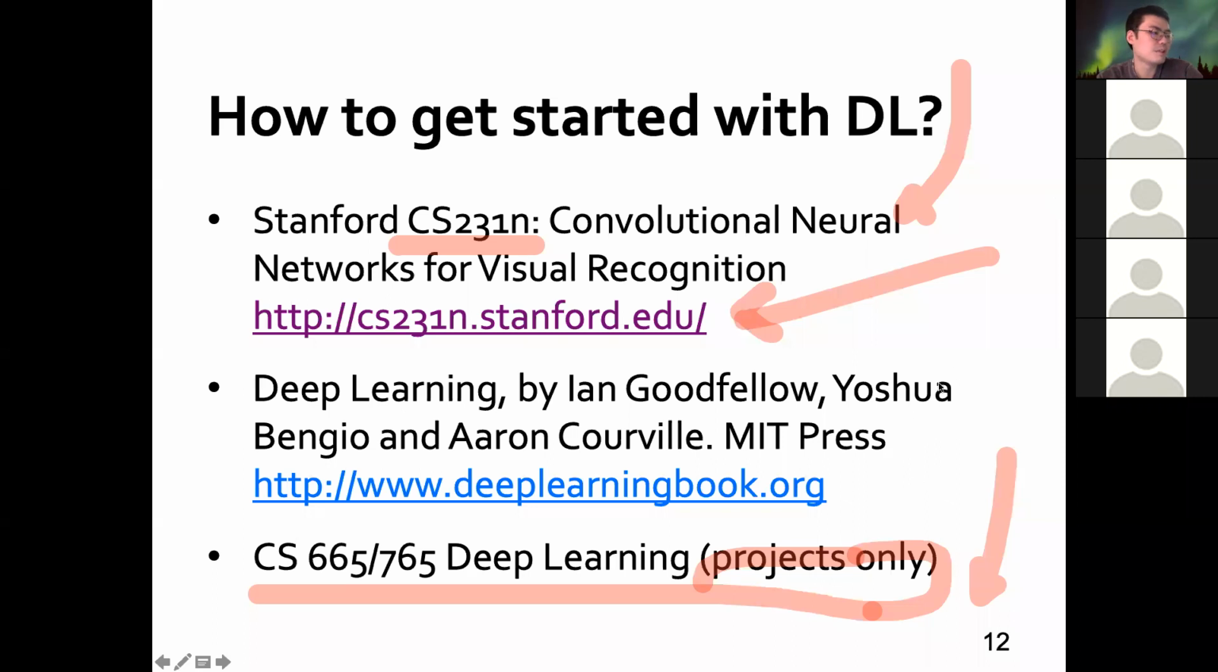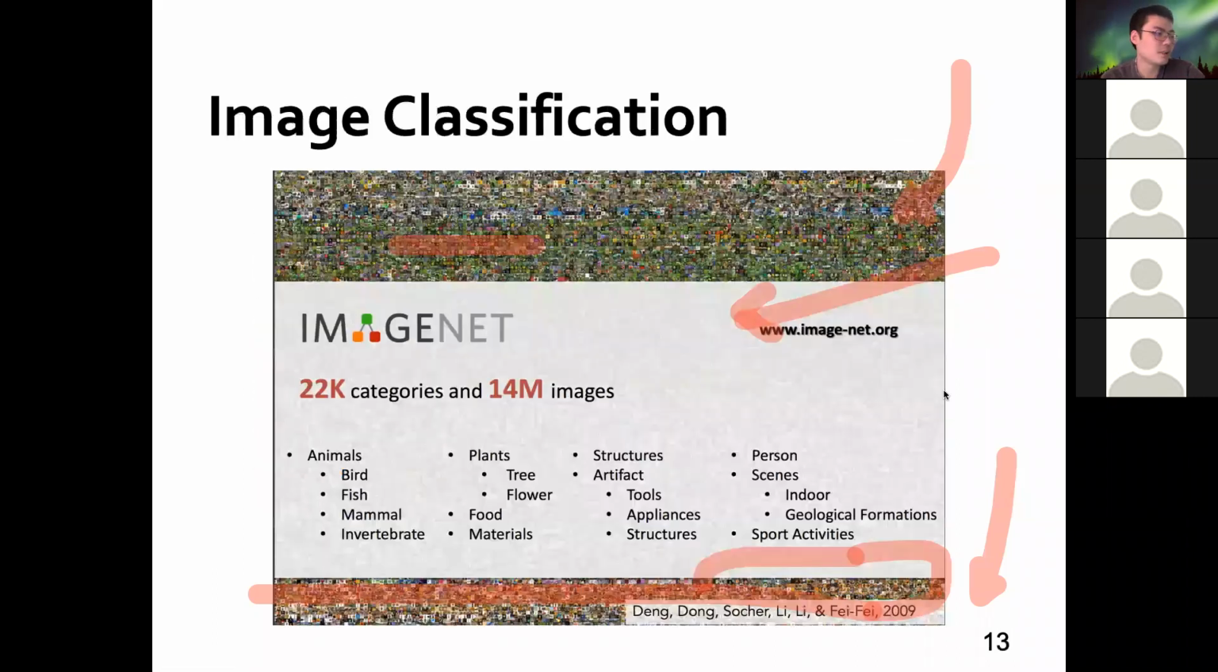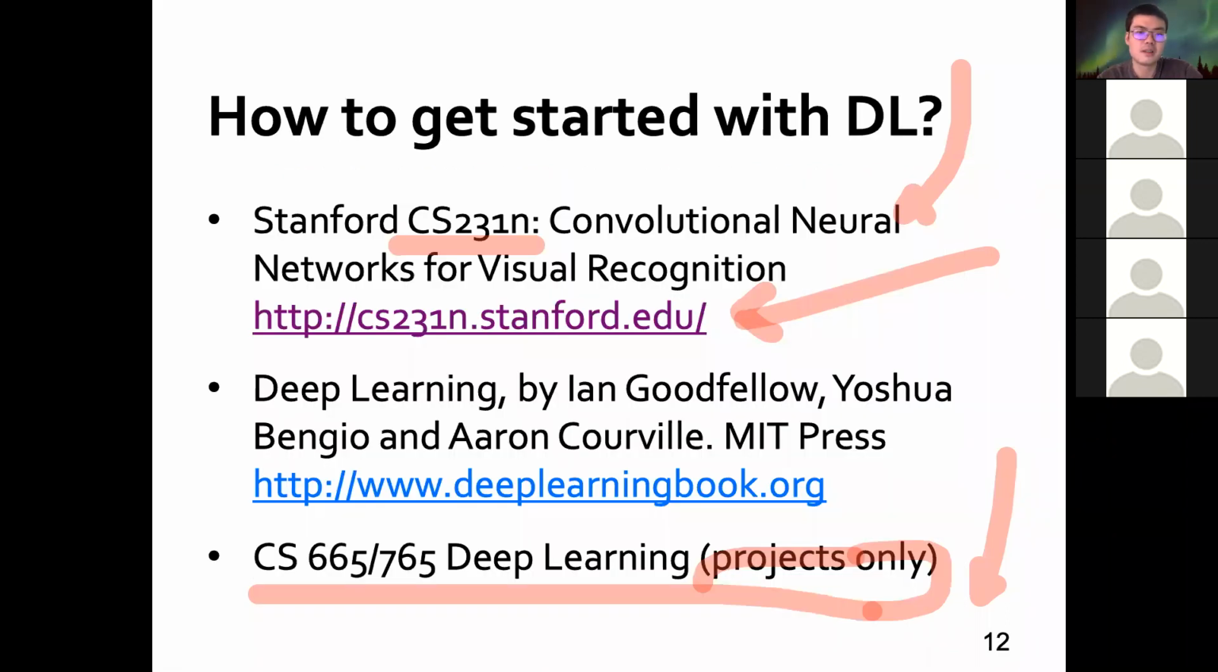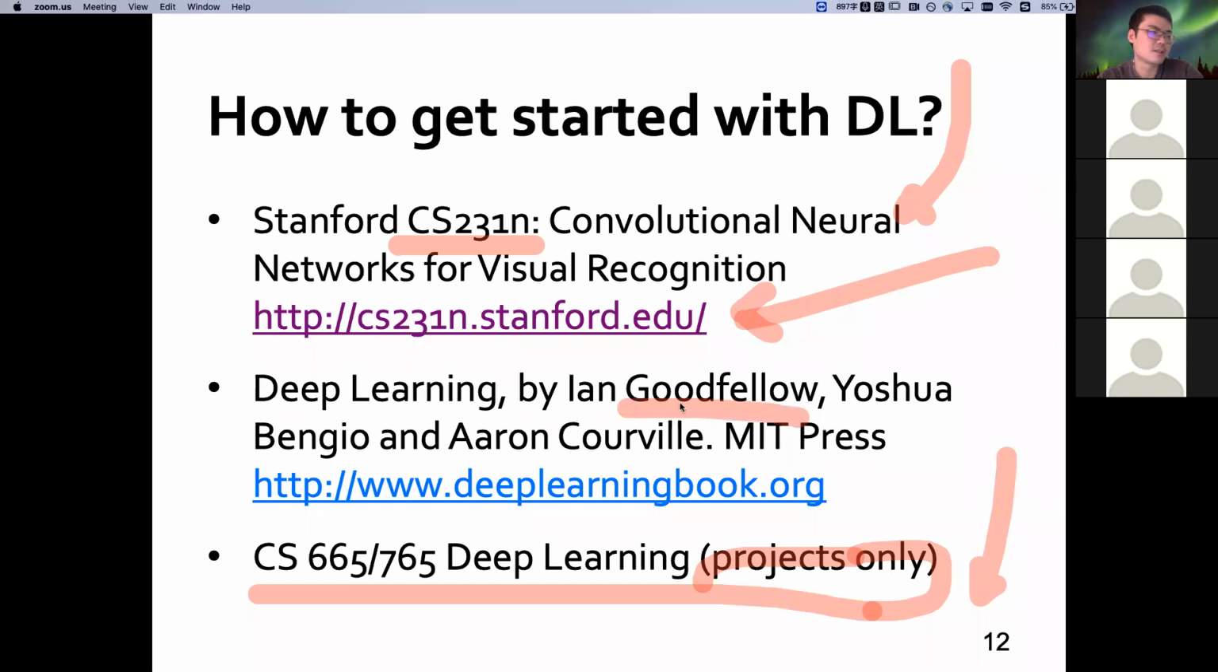And there's a book by Ian Goodfellow. Ian Goodfellow is another big name in deep learning, if you've heard of the GAN model, generative adversarial network. And Bengio, I think, is one of the Turing Award winners.